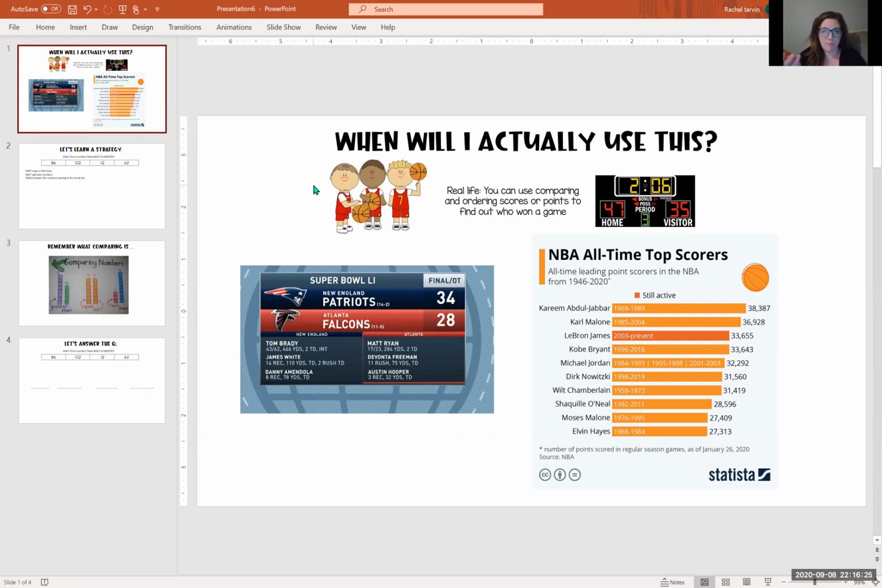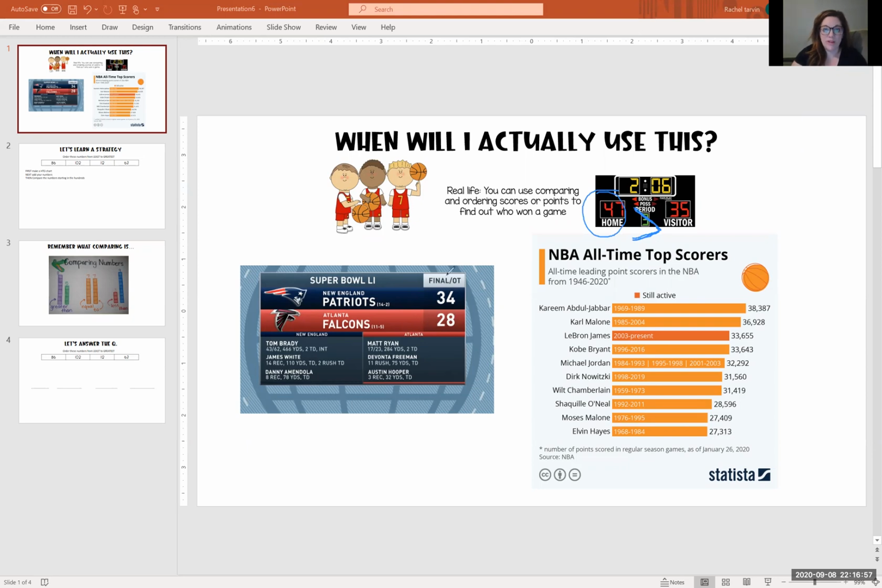In real life, you might compare numbers or order them if you're looking at scores to see who won a game or to see who won a contest or who sold the most. Look right here. Here's the home team. They scored 47 points. And here's the visitor team. They scored 34 points. I know that 47 is greater than, I'm going to use this symbol right here, greater than 35. So I know that my home team won.